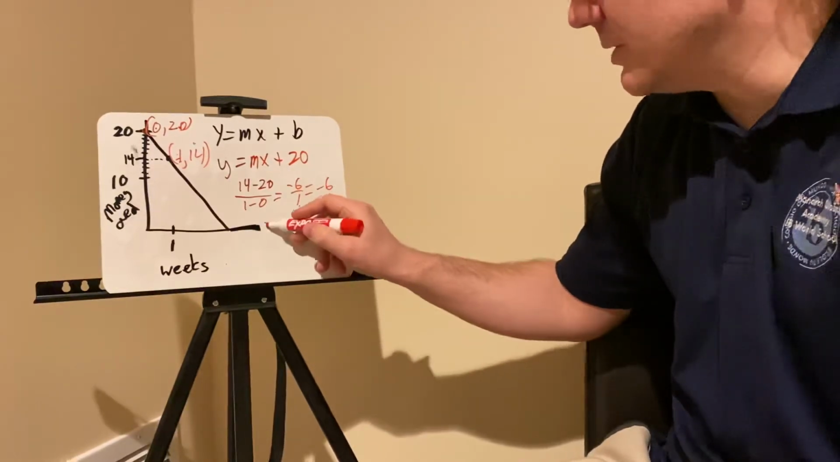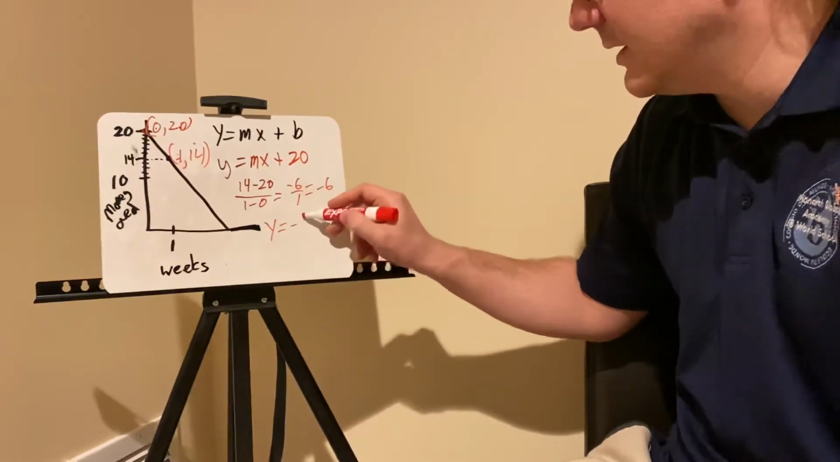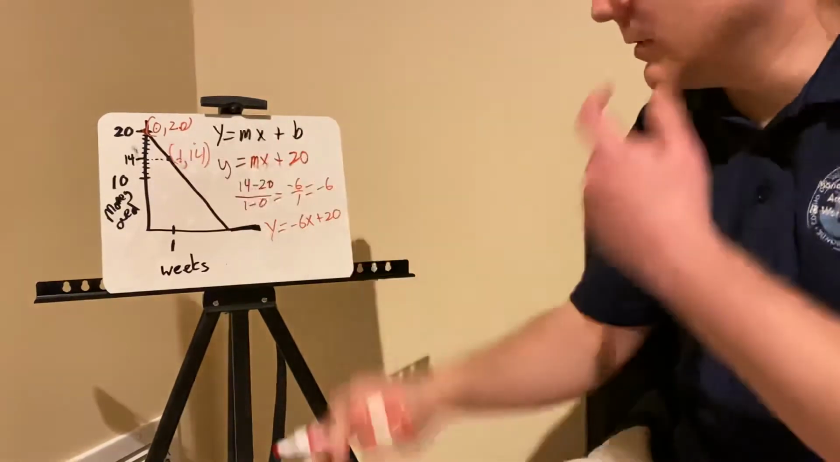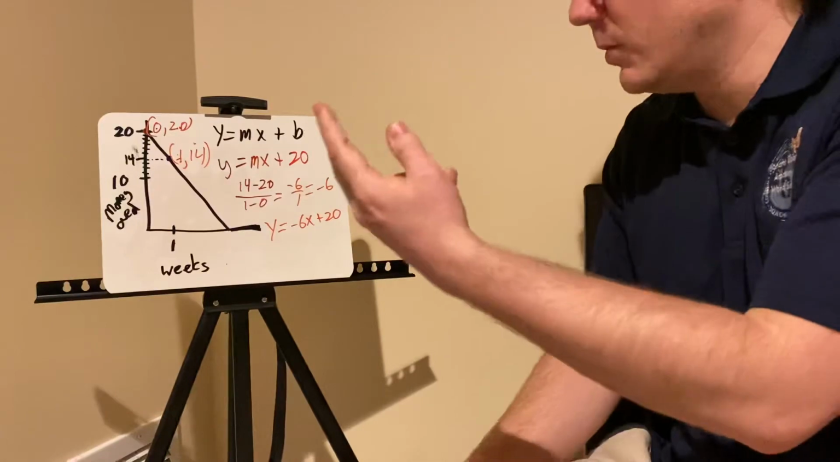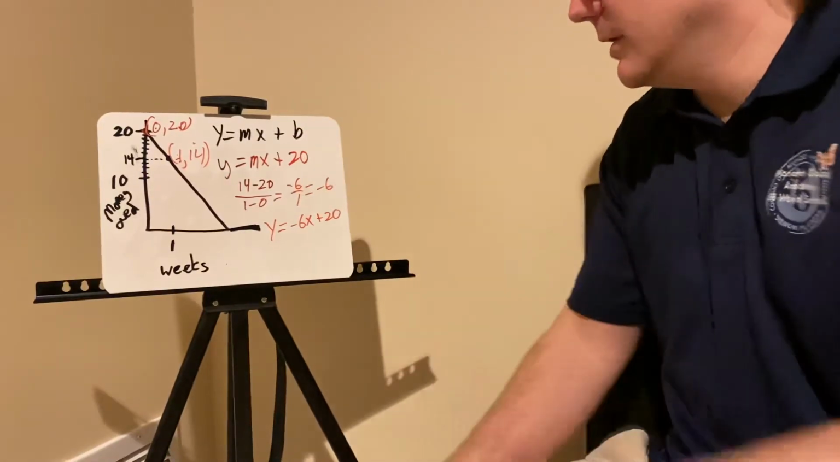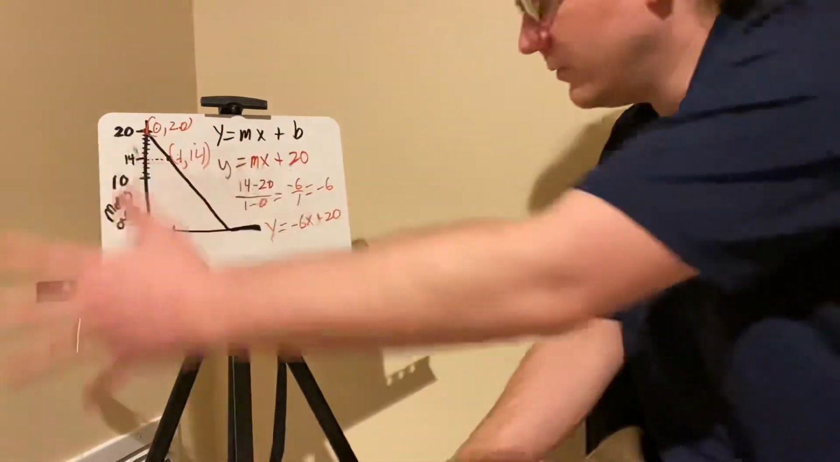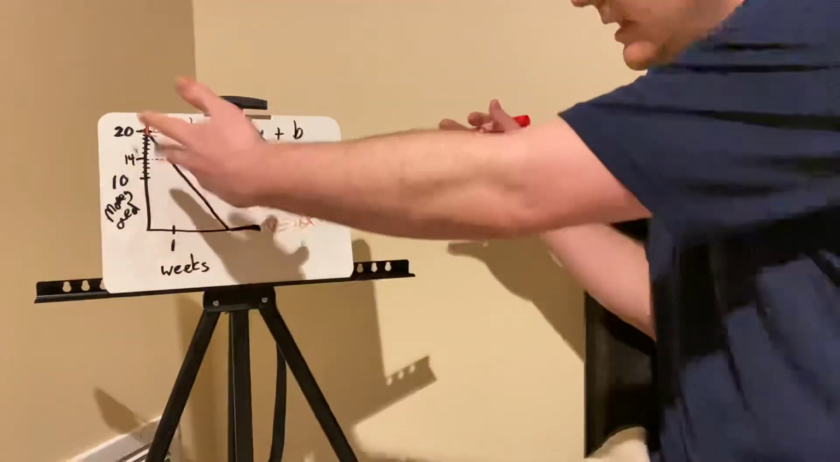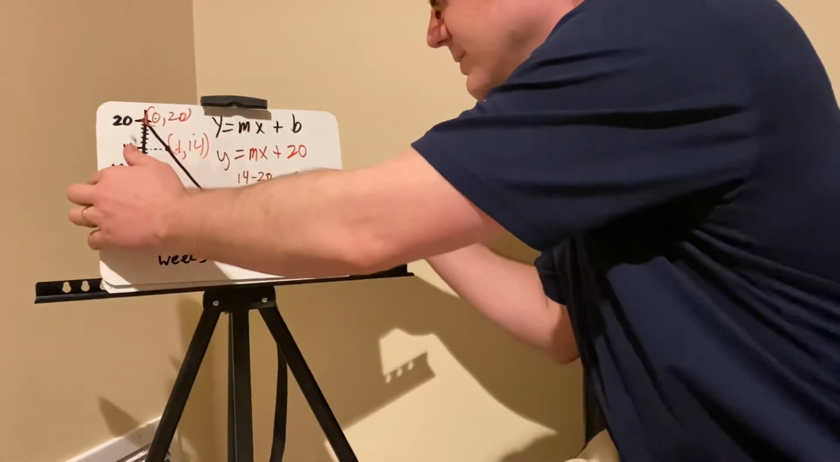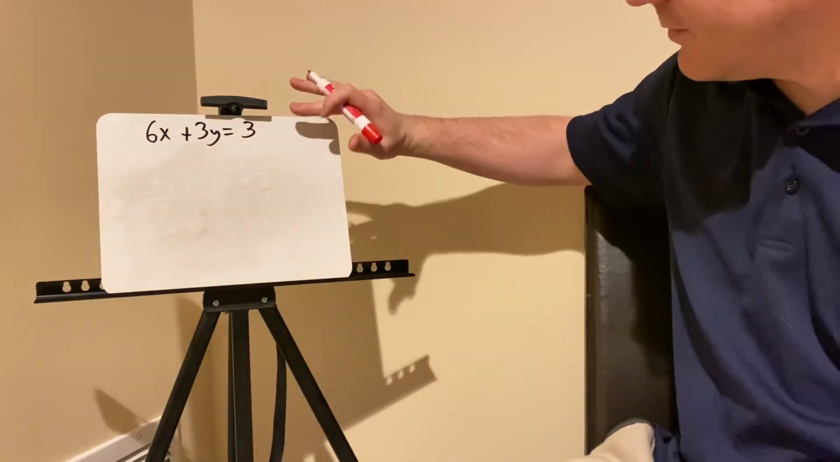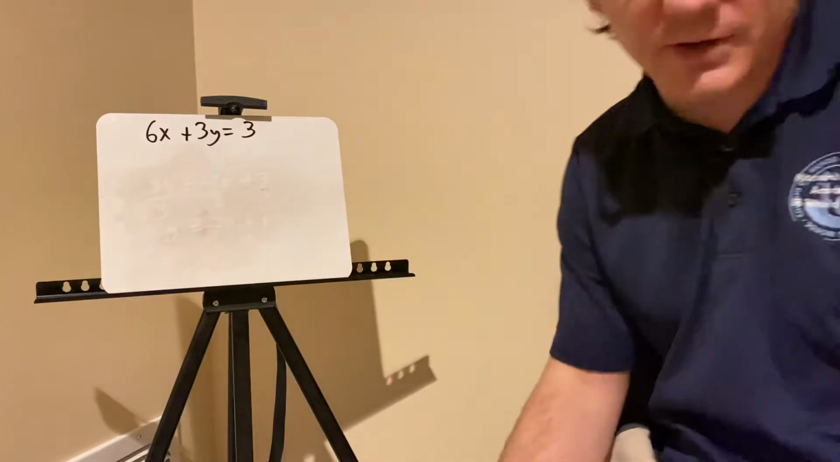Now my equation becomes y equals negative 6 times x plus 20. And that's the equation for the line. You just need to have 2 points and the y-intercept, and that's all you're going to need to be able to do for this. So that's how you take a graph and write an equation in y equals mx plus b form.